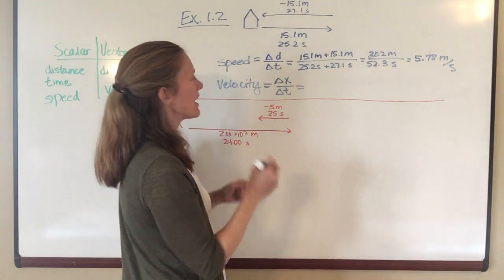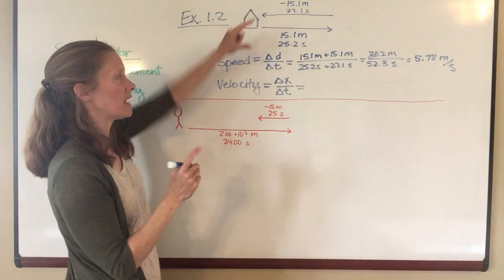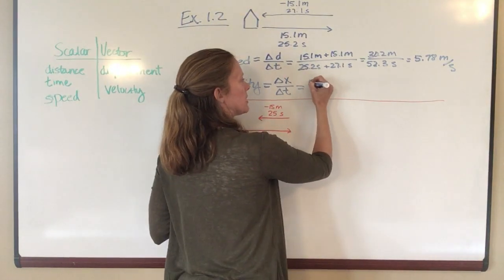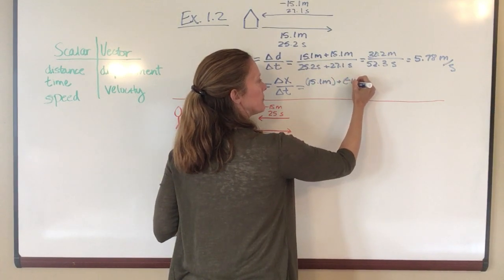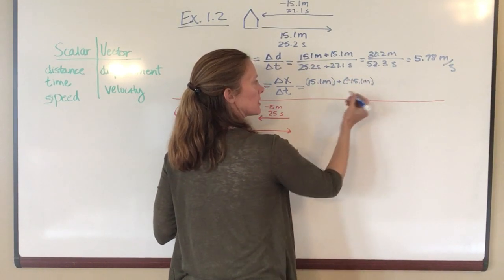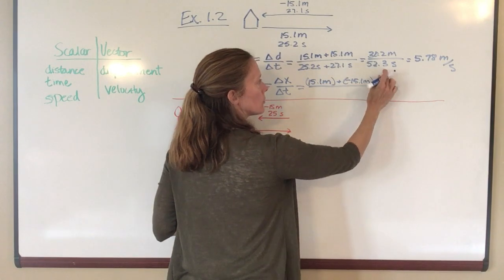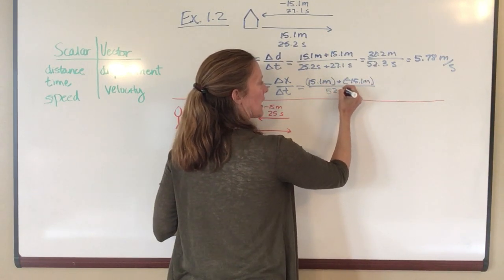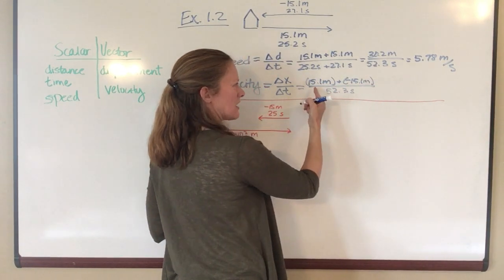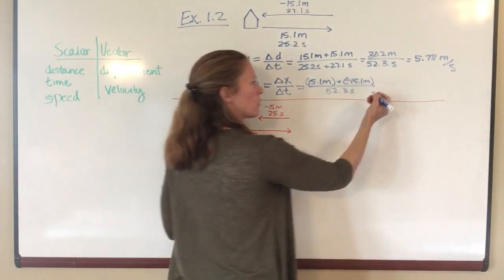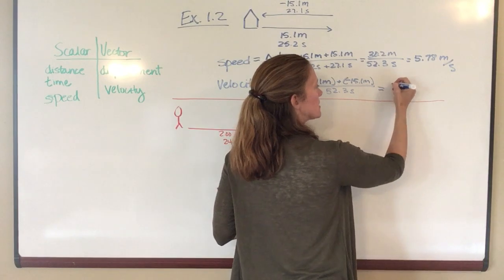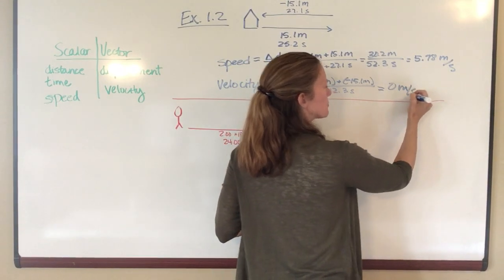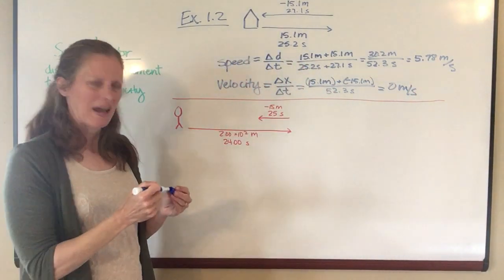So delta x, now is where I have to use my positive and negative numbers. I went 15.1 meters down, and then I want a negative 15.1 meters back, because that's how I'm going to get displacement over the 52.3 seconds that I had before. Well, what's that give me? 15.1 plus negative 15.1 is 0, so I'm going to have 0 over 52.3, which is 0 meters per second. Wait a minute. How can that be?